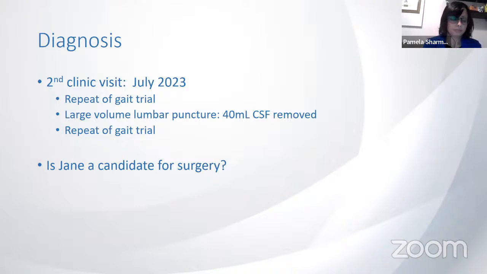Her results: Jane had significant improvement of symptoms as a result of the removal of CSF. With this improvement in her gait, she was able to cut down the time it took to walk the 10 meters by 76%. She also had a 70% increase in her stride length. And although she used a cane, the provider felt that she could have completed the course without the use of an assistive device. Based on these findings, the decision was made to recommend a VP shunt insertion, as we felt that this would greatly improve the quality of life for this patient.